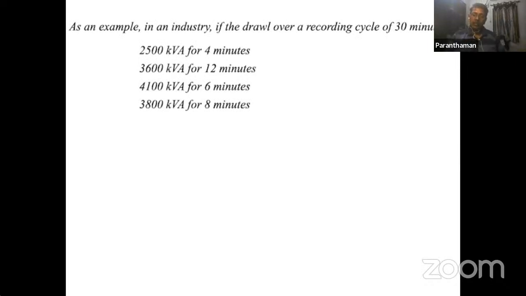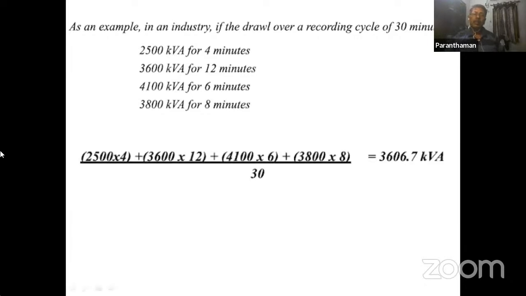This is a picture of a very simple example. Using 2500 kVA for 4 minutes, 3600 kVA for 12 minutes, and so on. The numerator will be like this, and the denominator will be the total minutes: 12 plus 8, 20, 26, 30. So this is the average demand.